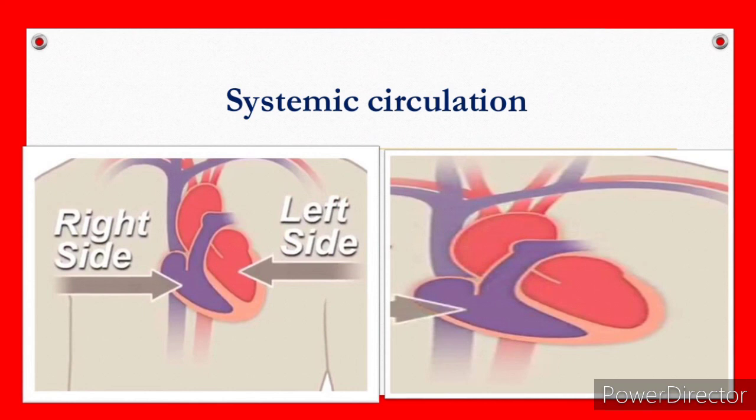This process of circulation is called systemic circulation. The blood from the heart goes to various parts of the body and comes back to the heart. This is called systemic circulation.